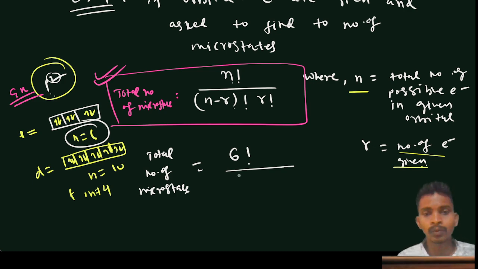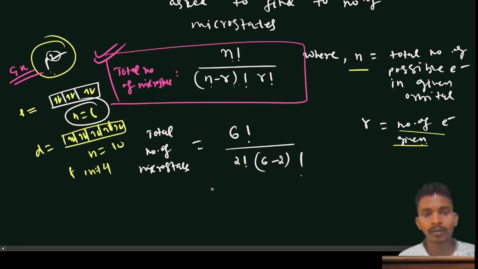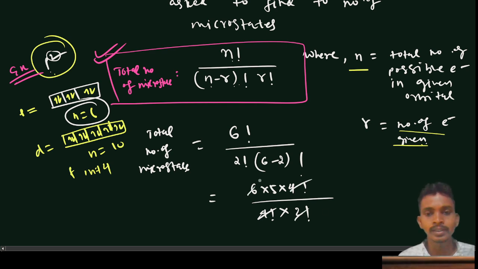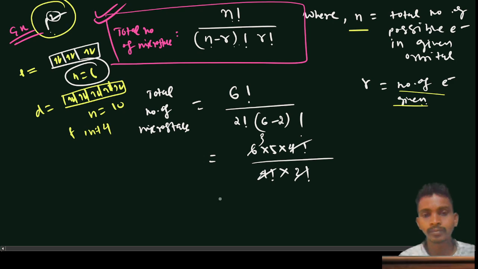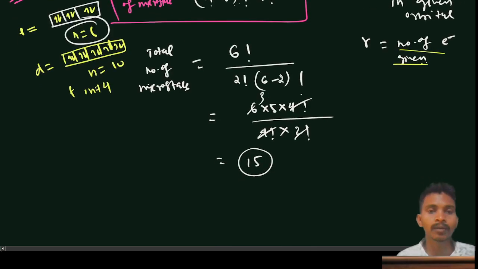Okay, so I will use 2 factorial, and this is n minus r, that is 6 minus 2 factorial. If you solve it, then 6 minus 2 is 4, so 6 into 5 into 4 factorial over 4 factorial and 2 factorial. You can cancel it, and this is 3, so the total is 15. Likewise you will calculate the total number of microstates.